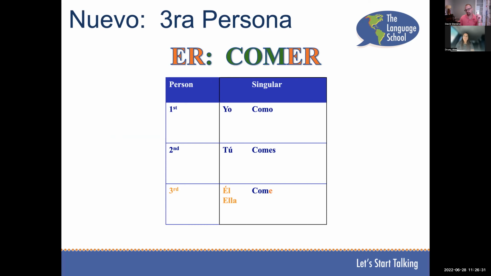Exact same thing essentially for ER verbs. Take away the ER, add back E. Él come, ella come. So he eats or she eats. Let's go back through the cycle. Repeat after me. Comer. Yo como, tú comes, él come, ella come.